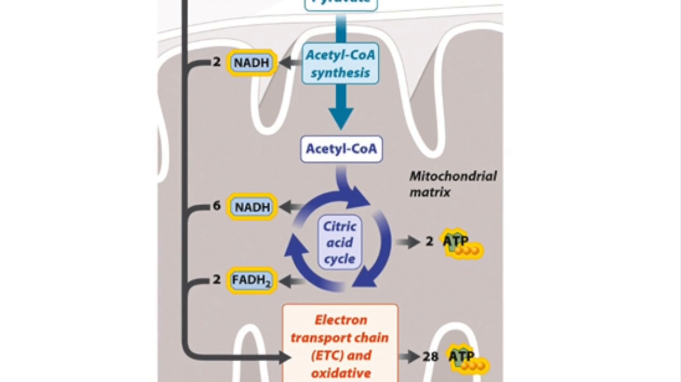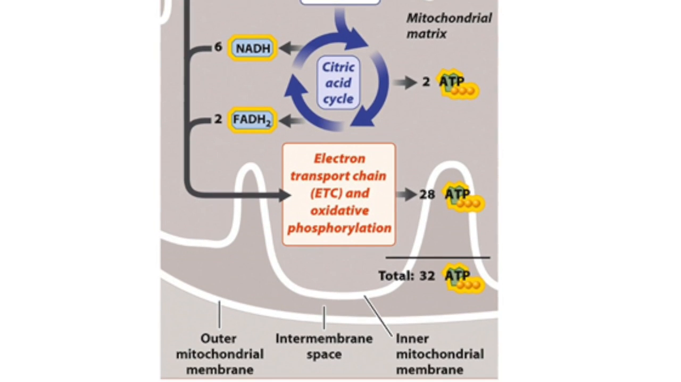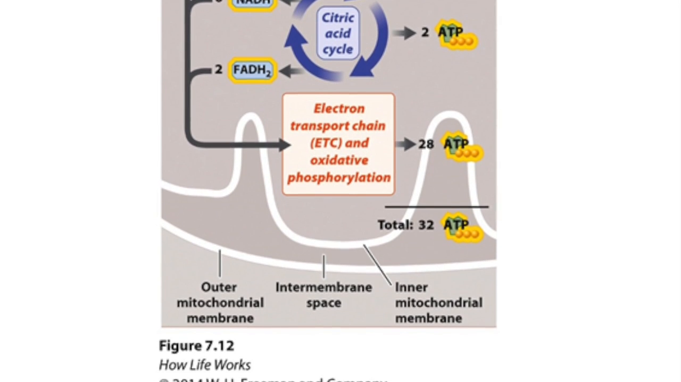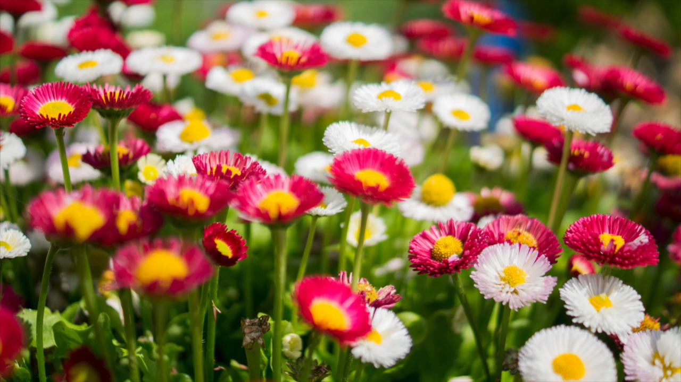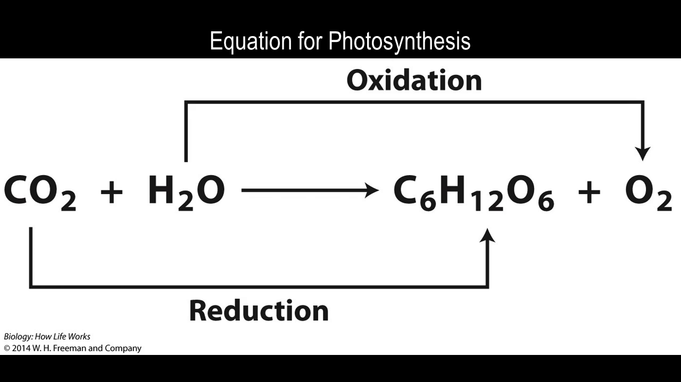Whenever the ATP levels are high, the generating processes are slowed down. However, whenever the ATP levels are low, the cell activates the pathways that lead to ATP synthesis. Now that we've finished talking about cellular respiration, let's move on to photosynthesis.